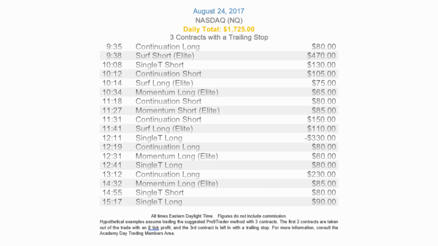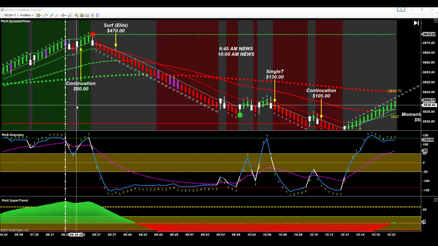trade setups. Good afternoon. Welcome to the daily market dissection for Thursday, August 24th, 2017. Today's market is the NQ.